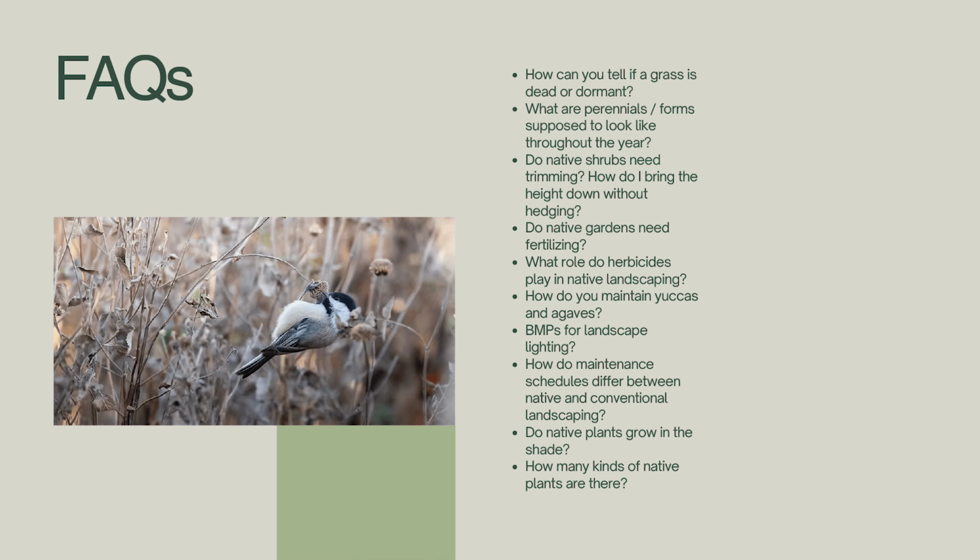Yes, there's lots of native plants that grow in the shade, common misconception. So when we talk about shaded areas where it's hard to grow grass, there's native plants for that. And how many, there's 10,000 plus types of native plants. A lot of people ask me that. Nobody knows all of them.